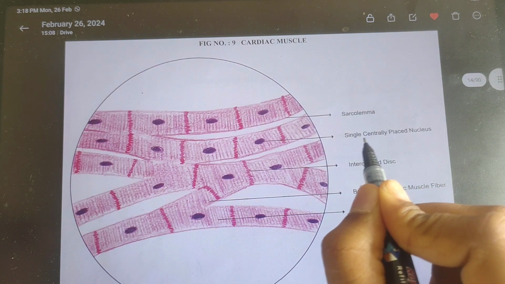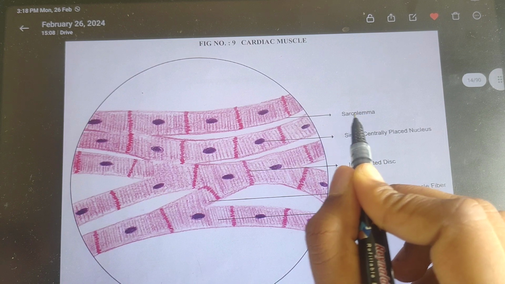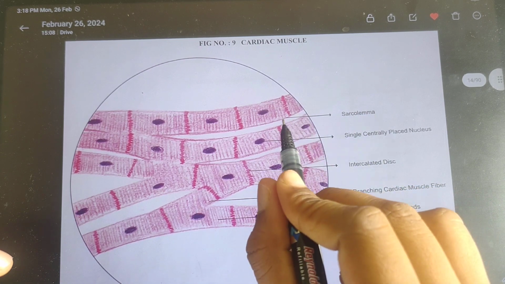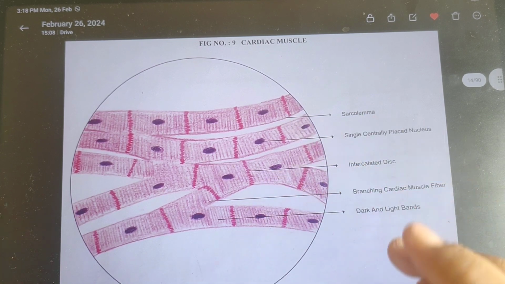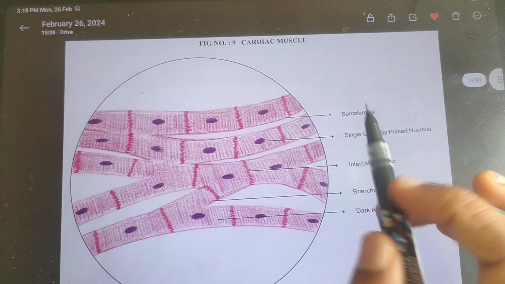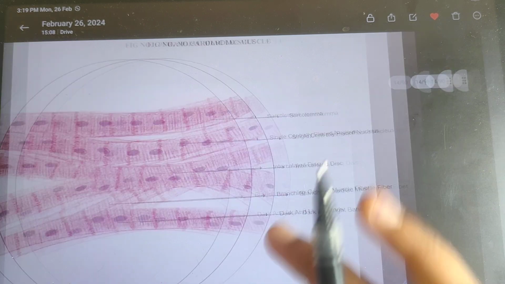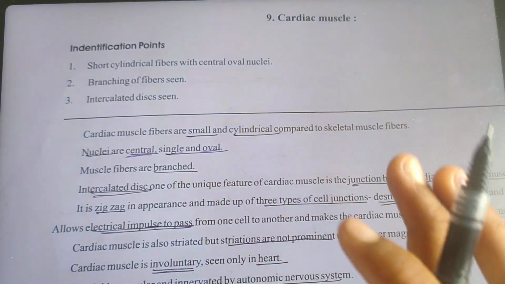There is a single centrally placed nucleus, and the sarcolemma. The cell membrane of this cardiac muscle is also known as a sarcolemma, and in skeletal muscle the cell membrane is also known as sarcolemma, because in any muscle tissue the cell membrane is known as a sarcolemma. And a few points which we have missed, we'll see here.